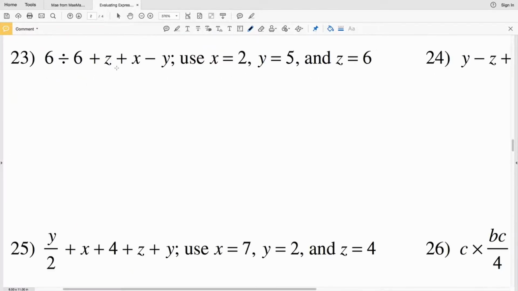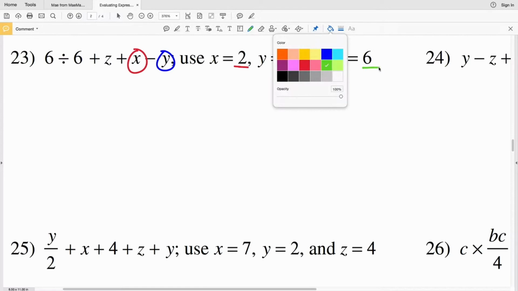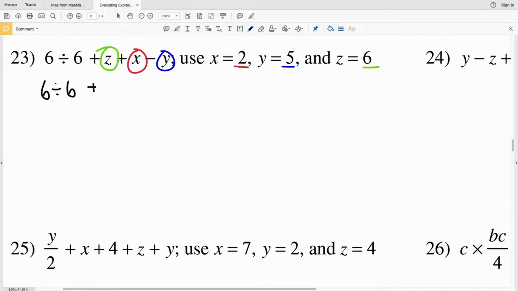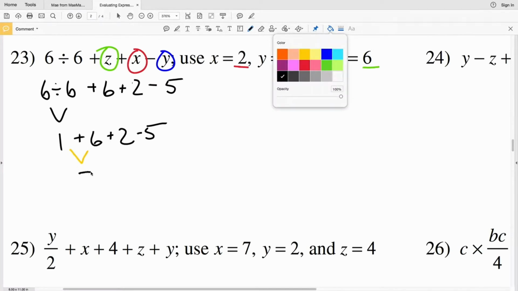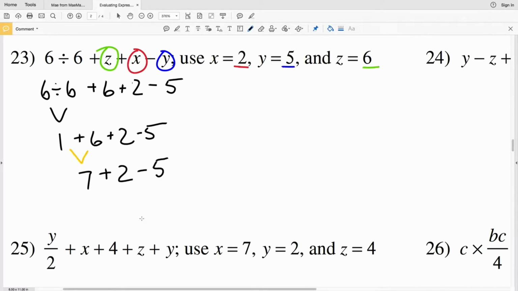23 is 6 divided by 6 plus z plus x minus y. So we're plugging in values for 3 different variables now. x is 2, y is going to be 5, and z is 6. Writing this all out, we're going to have 6 divided by 6 plus z, which was also 6, plus x, which is 2, minus y, which is 5. Division first, 6 divided by 6 is 1, so we have 1 plus 6 plus 2 minus 5. Working from left to right, 1 plus 6 is going to give us 7. We still have plus 2 and minus 5. 7 plus 2 gives us 9, minus 5, which is 4.